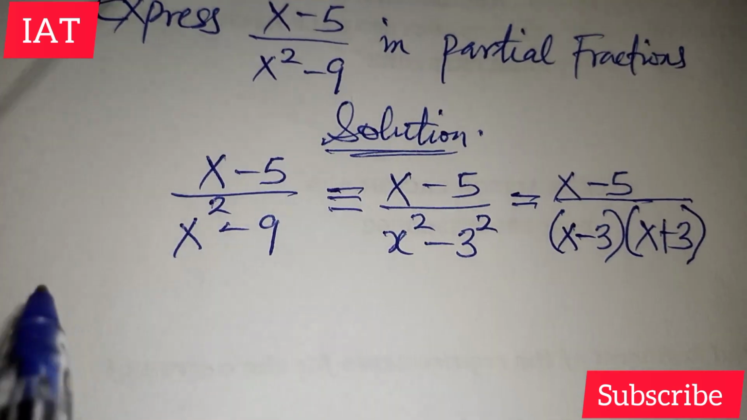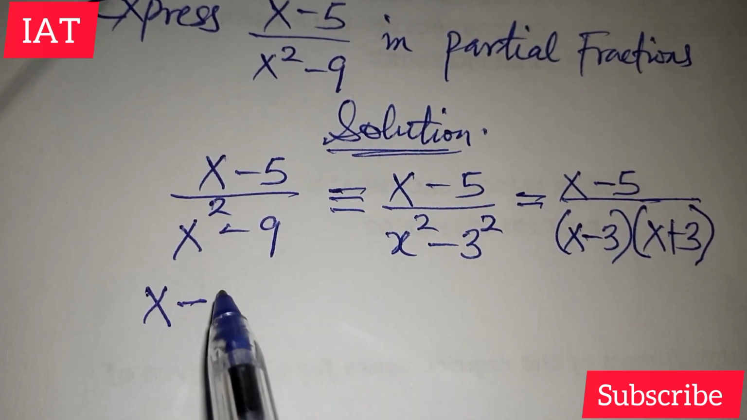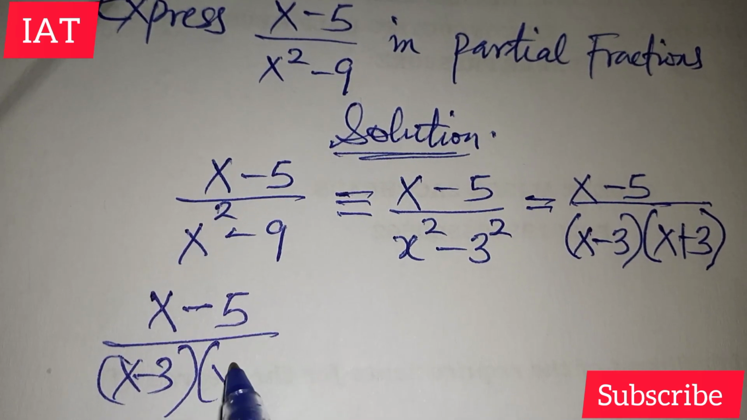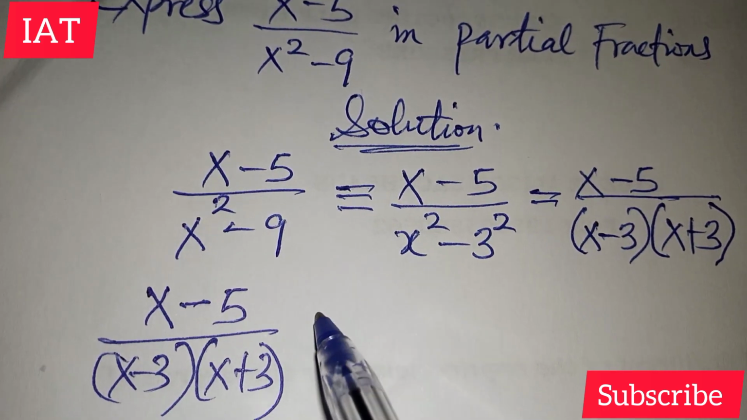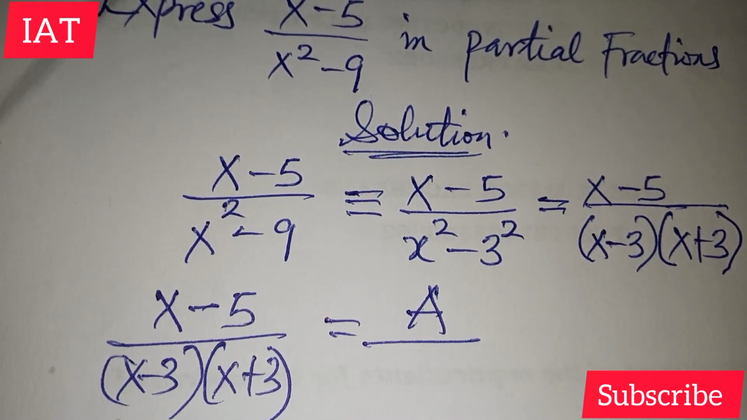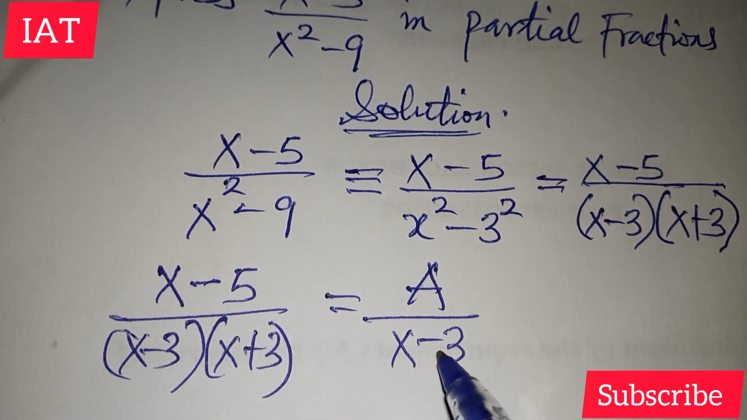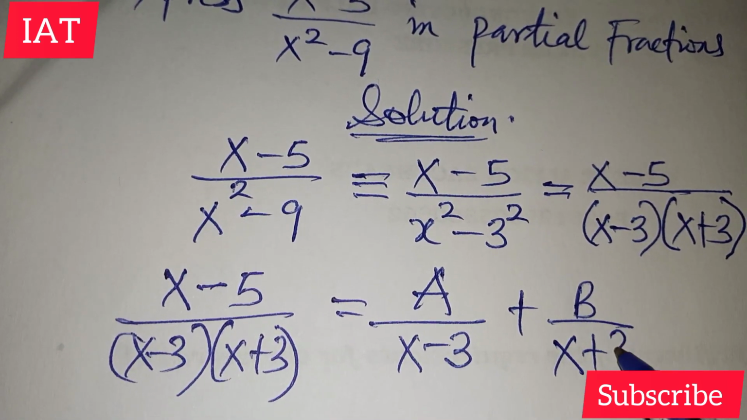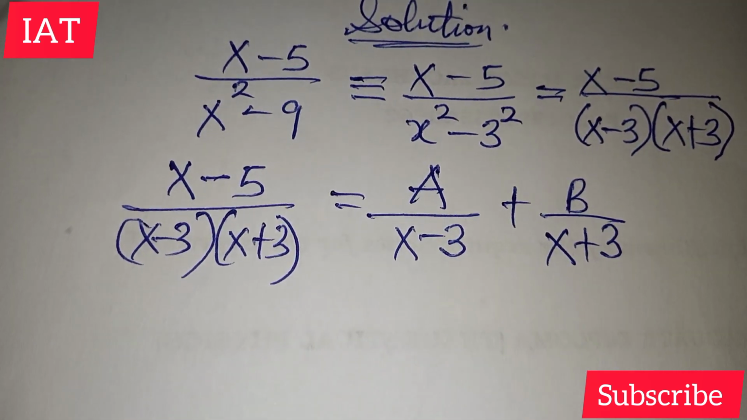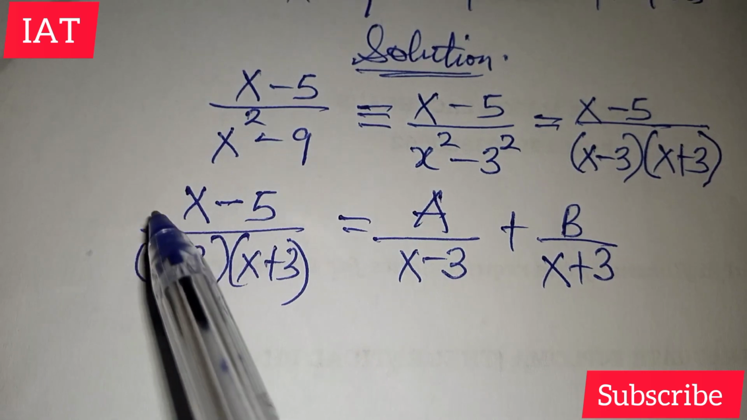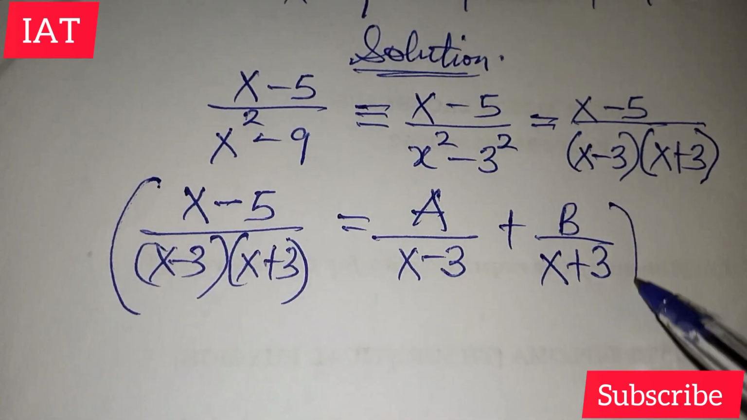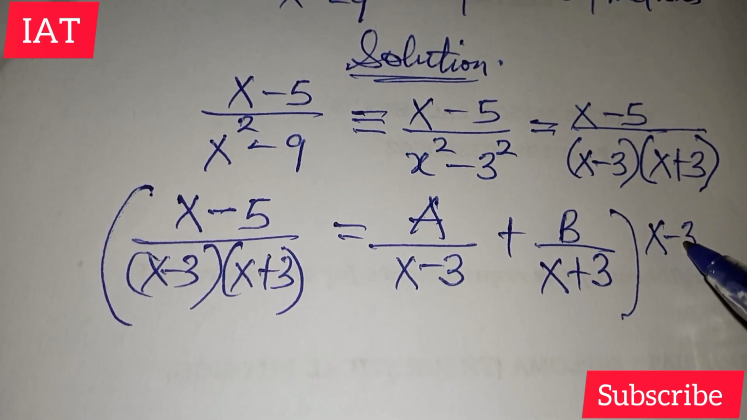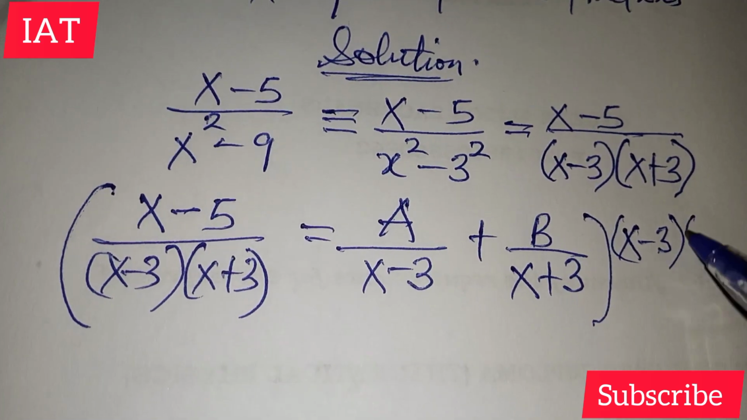Alright, so at this point we need to assign constants to them. We'll have this expression, (x - 3)(x + 3), equal to A over (x - 3) plus B over (x + 3). You assign A to the first one, x - 3, plus B to the second, which is x + 3. So at this point you will need to multiply the whole of this equation by the denominator, which is (x - 3)(x + 3).